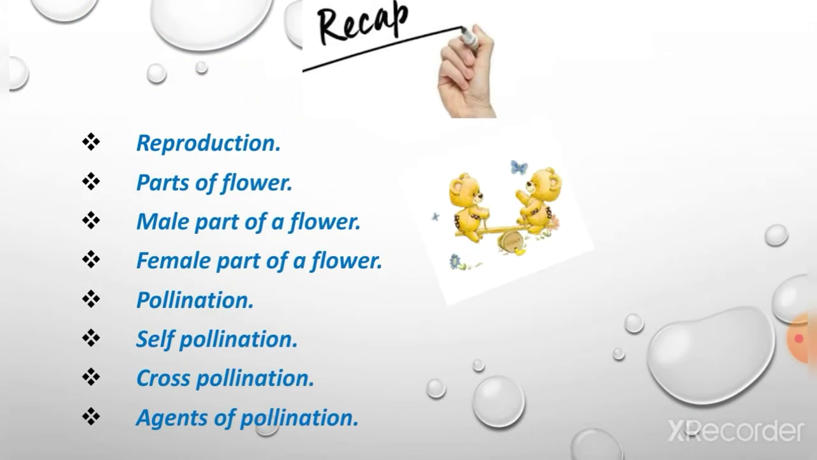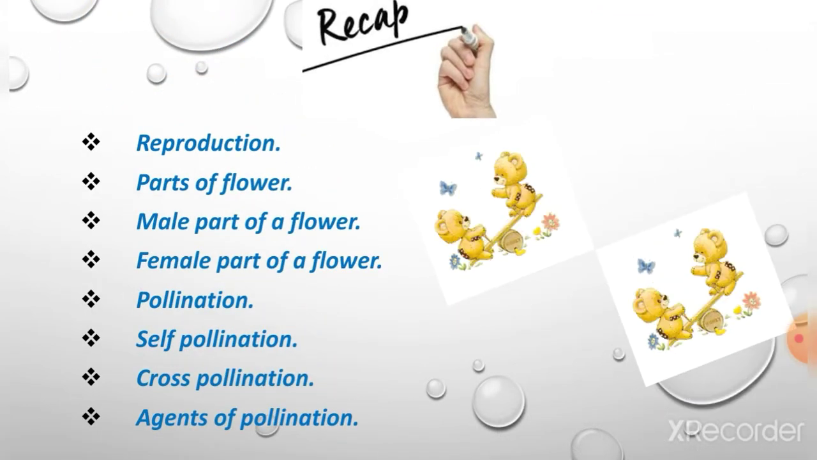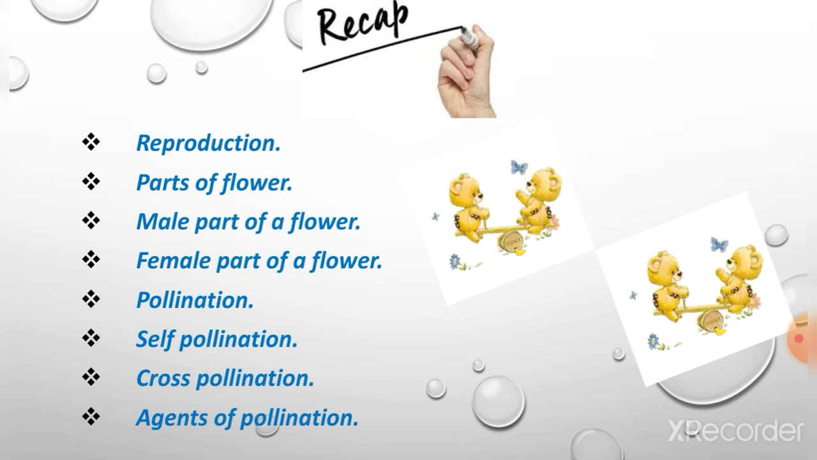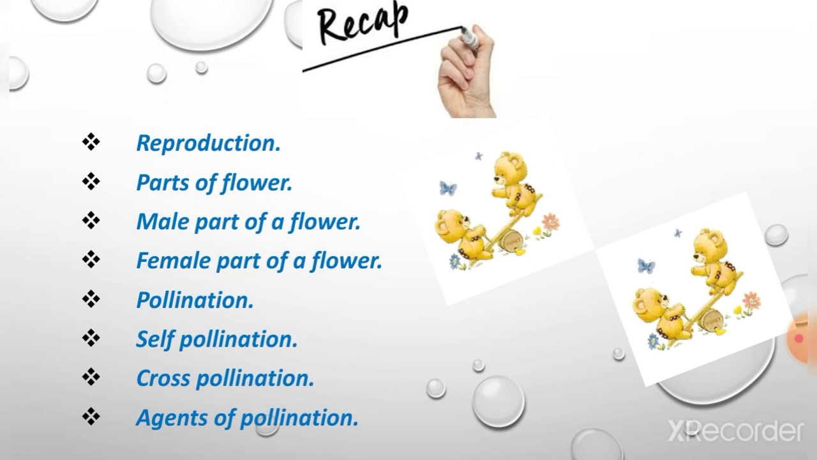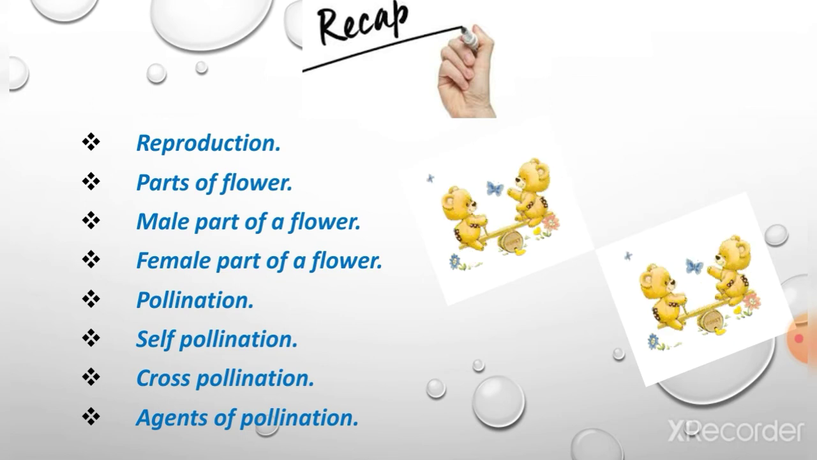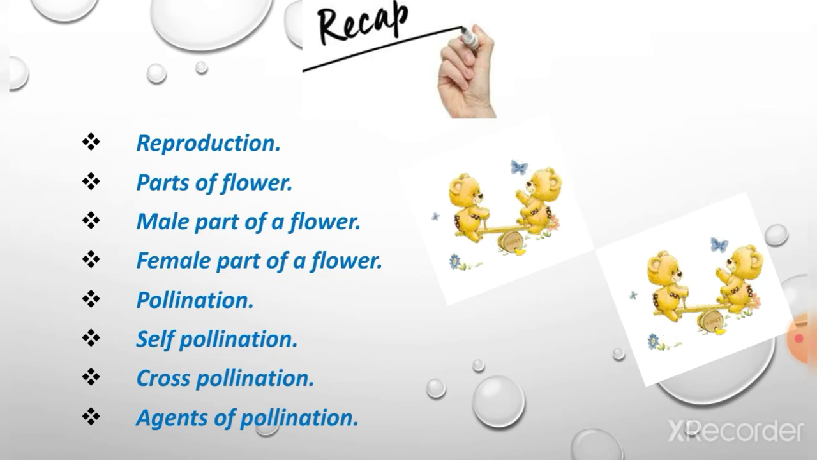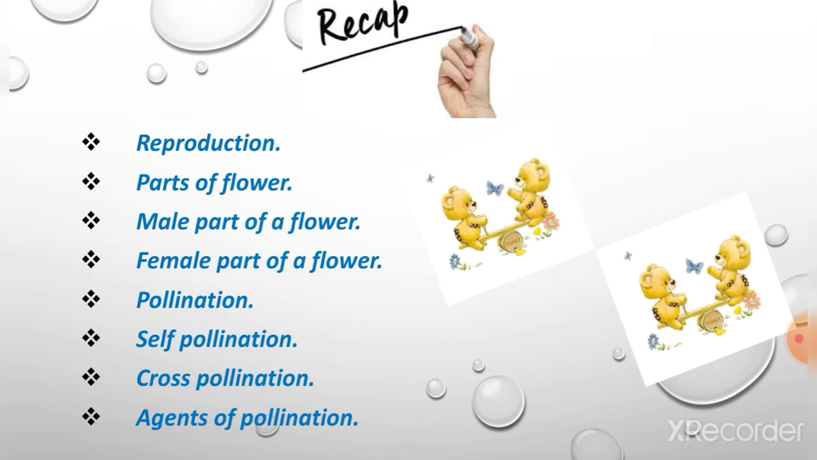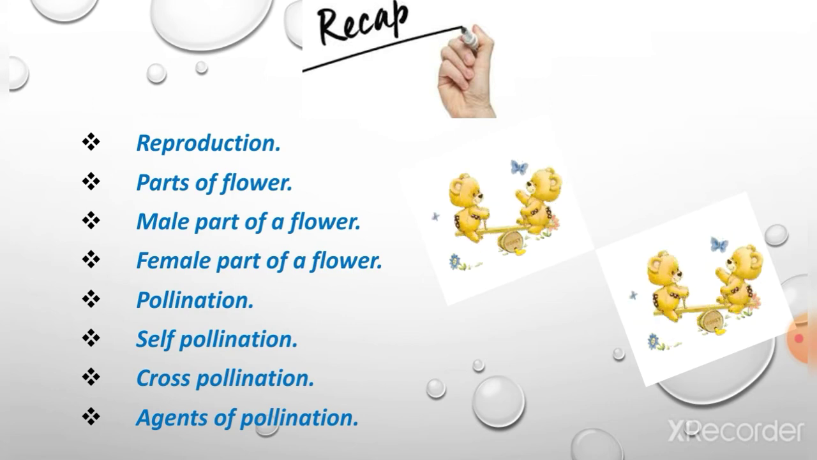Shall we recap once again? What have we discussed in today's class? We have discussed reproduction. What is reproduction? The process by which plants and animals produce their young ones is called reproduction.